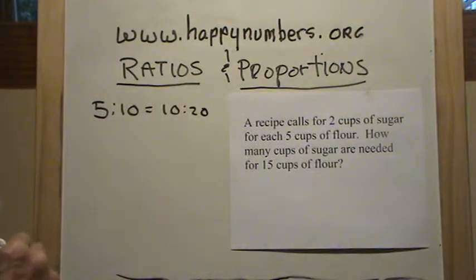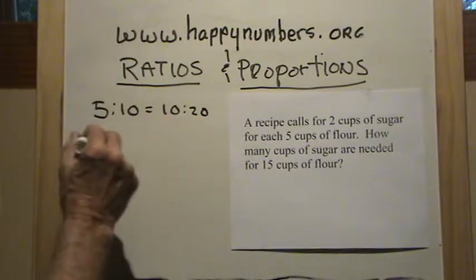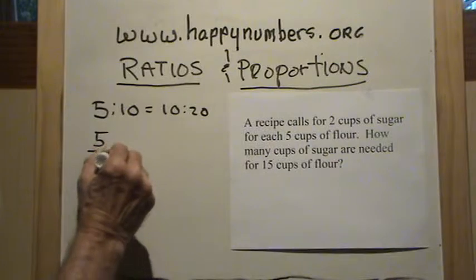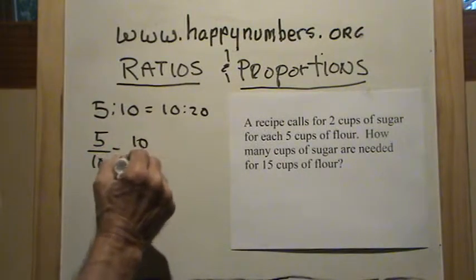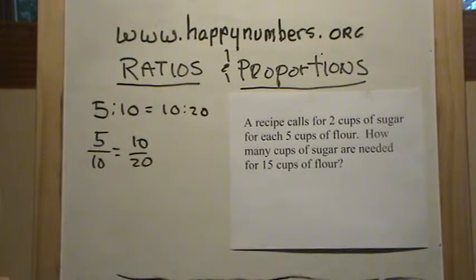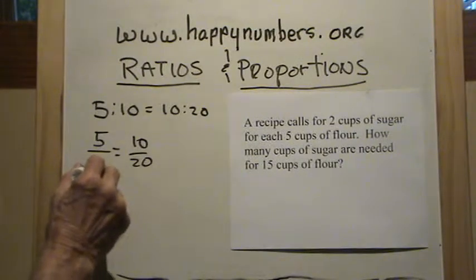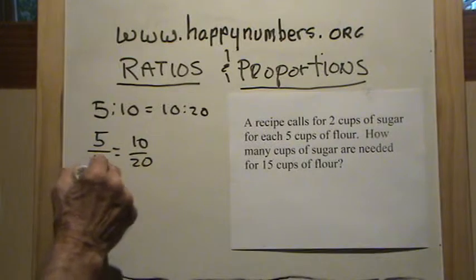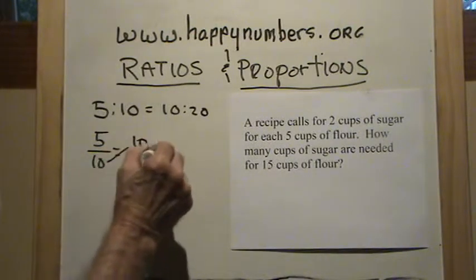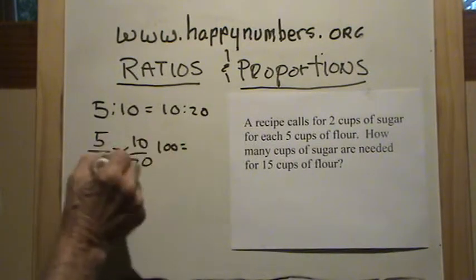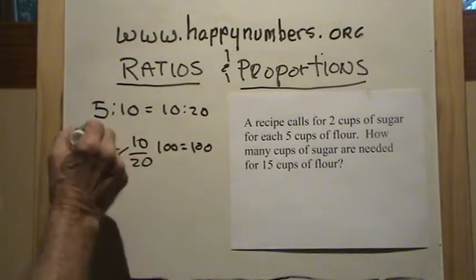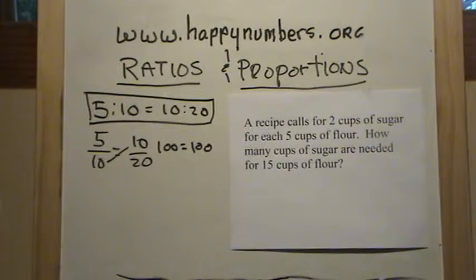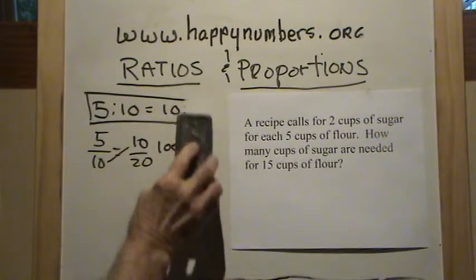And what are the characteristics of a proportion? If it is true, 5 is to 10 as 10 is to 20. If we cross multiply, then we would have to get the same answers. Now 10 times 10 gives 100, and 5 times 20 is 100. So this proportion is true. And we can use this property of proportions to solve problems.